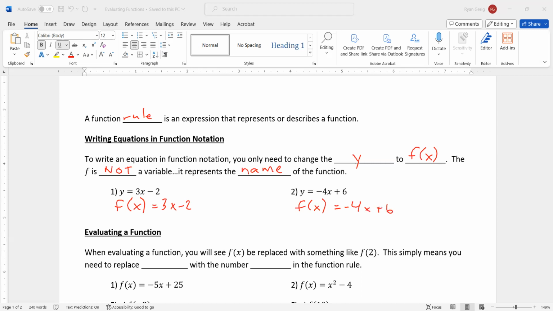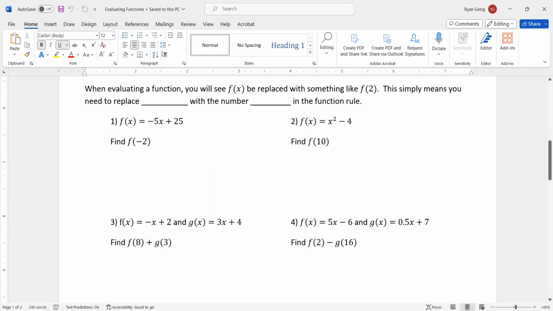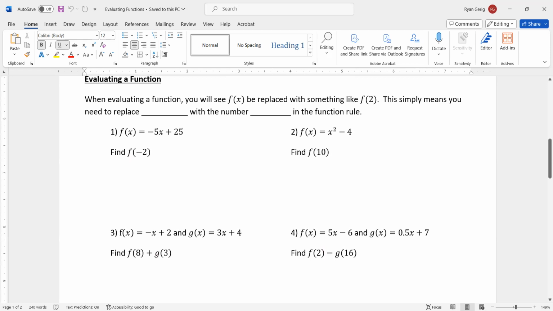Now, what do we do with that? Let's keep going. When evaluating a function, you will see f of x be replaced with something like f of 2. And notice how I'm saying that. I'm using the words that I want you to say. F of x, f of 2. This simply means that you need to replace x, or the variable, with the number 2 in the function rule. So in this case, it's 2, but in general, whatever number's in there, it could be f of 5, it could be f of negative 3. You're going to replace x with that number in the function rule.